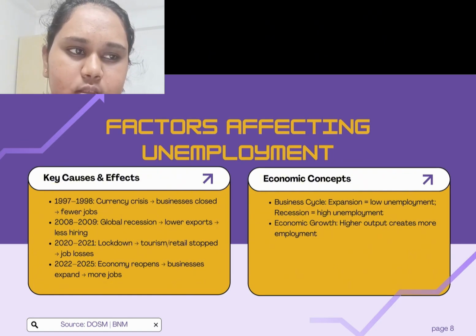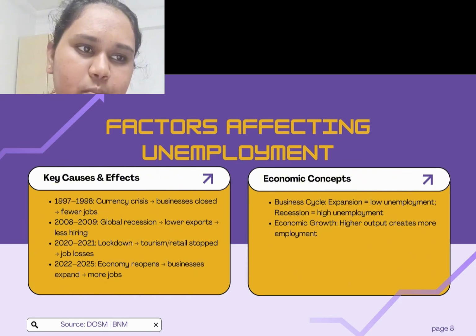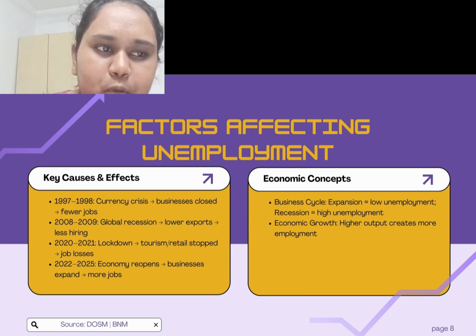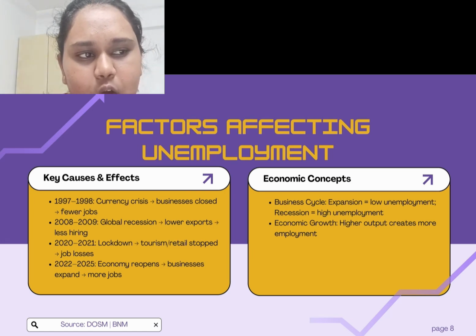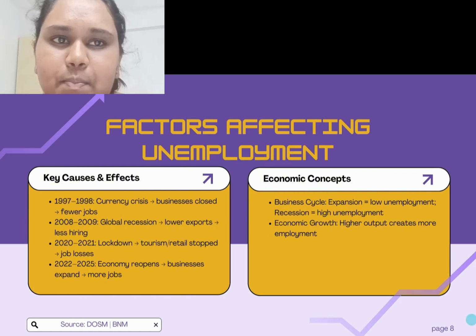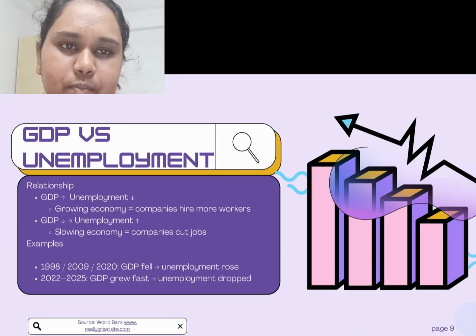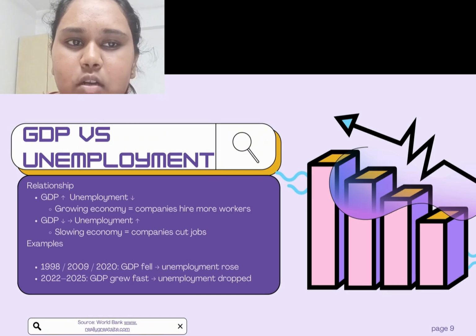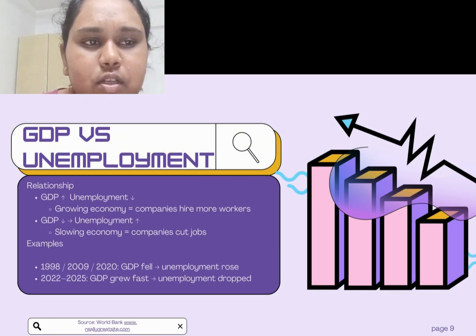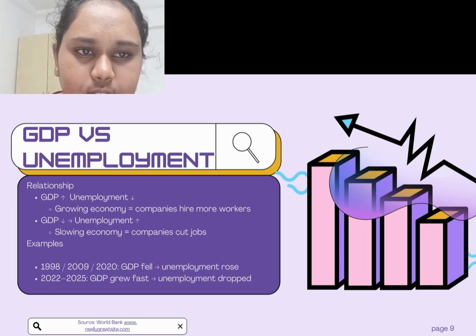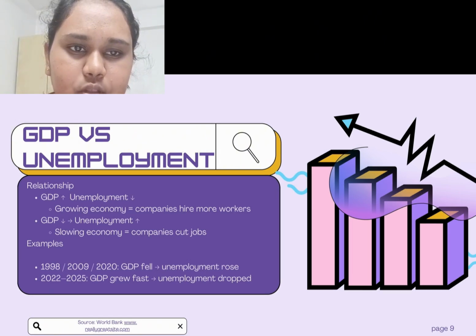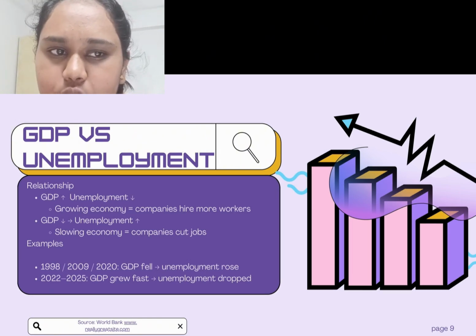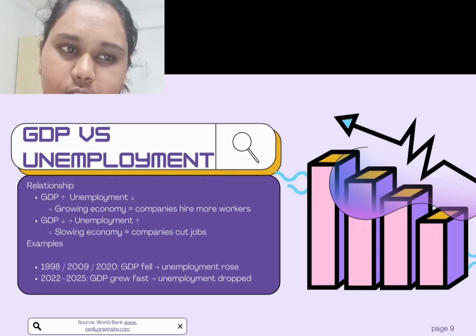Economic consistency, business cycle: expansion brings lower unemployment, recession brings high unemployment. Economic growth and higher output create more employment. GDP versus unemployment: a growing economy means businesses hire more workers, while a contracting economy cuts jobs. For example, in 1998, 2009, and 2020, GDP fell and unemployment rose. From 2022 to 2025, GDP grew fast and unemployment dropped.